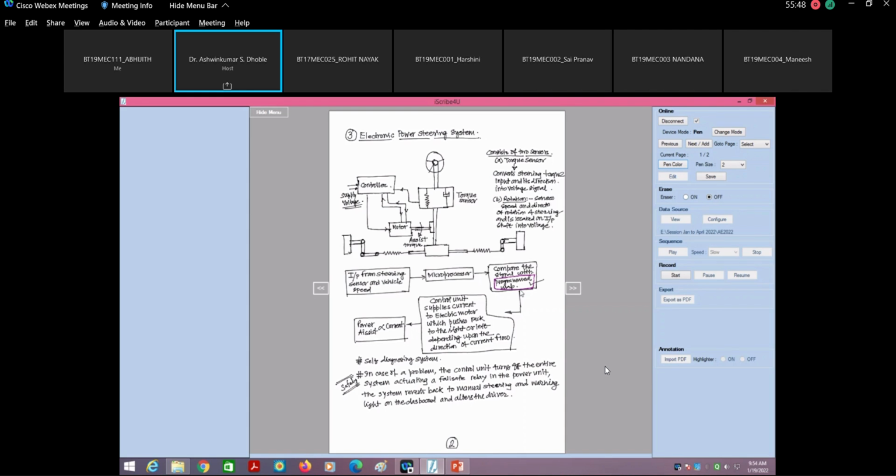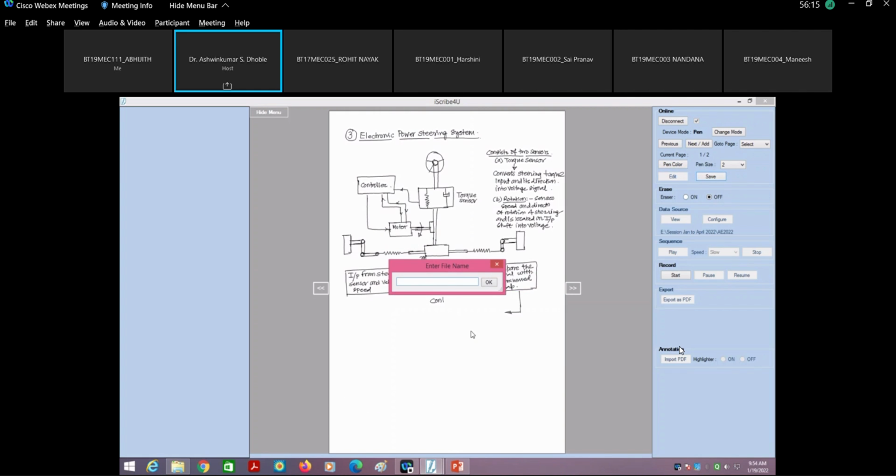Okay, so this is the discussion regarding the power steering system. Now from my side, if you have any question you can ask. Sir, do you have any question? If no questions, we'll stop here. Please wait.